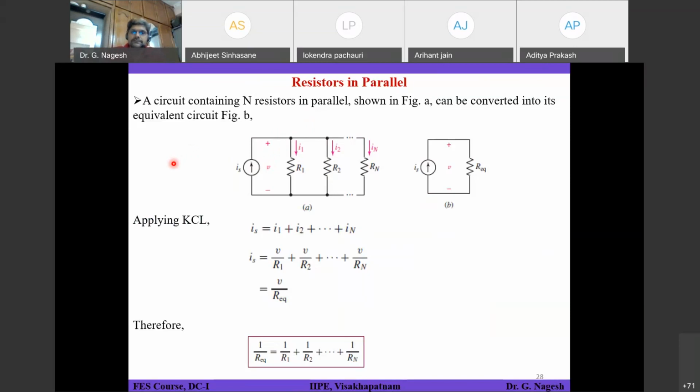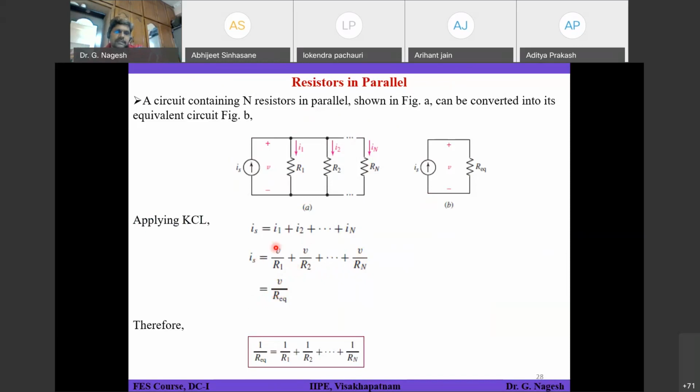Okay, so what will be equal to I1? Voltage divided by resistor, because V is the same for all the elements. It's a parallel network. So V divided by R1 plus V divided by R2 and so on up to V divided by Rn. Now I am converting this expression into this format: IS is equal to V divided by R equivalent.